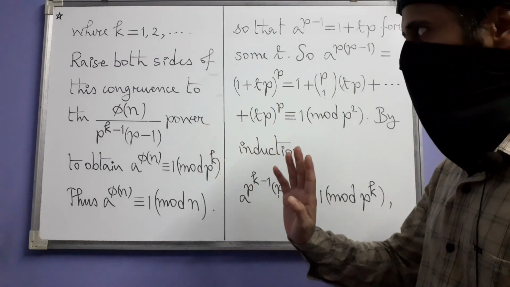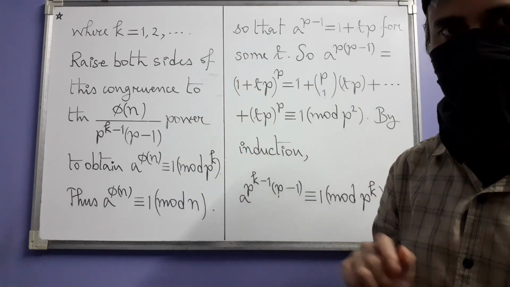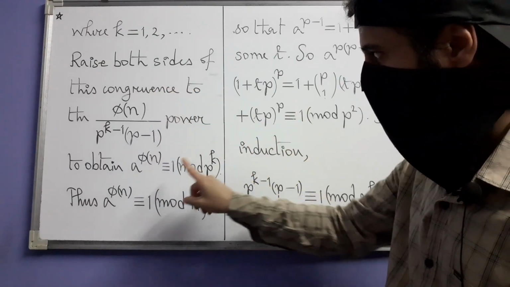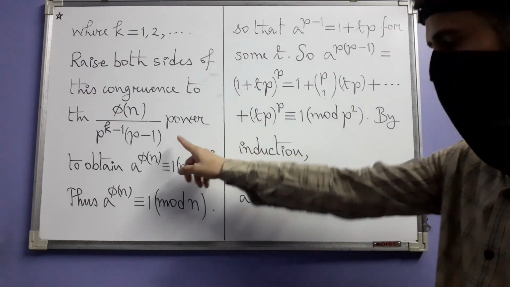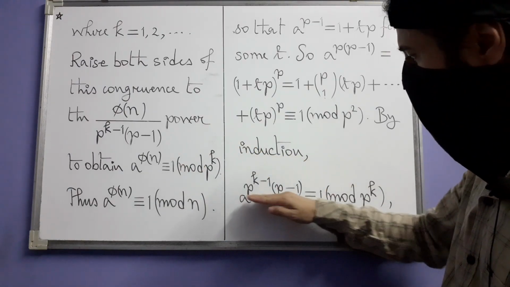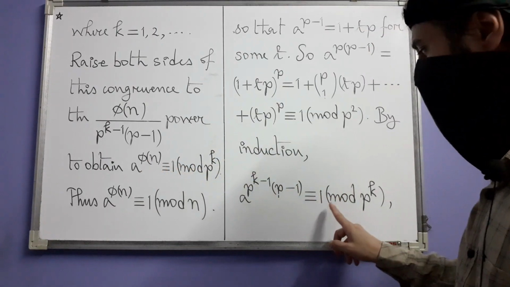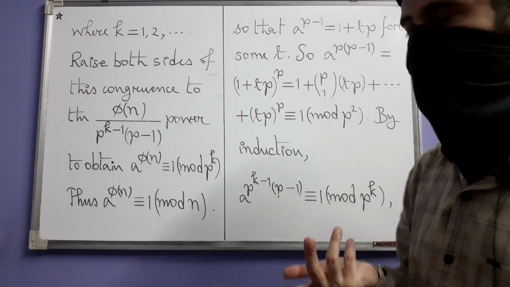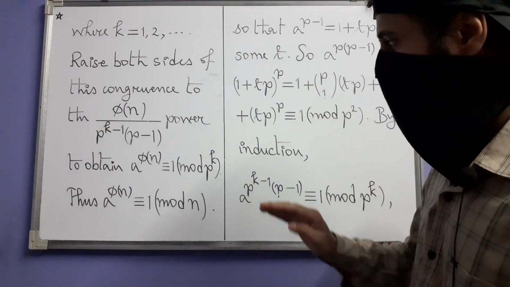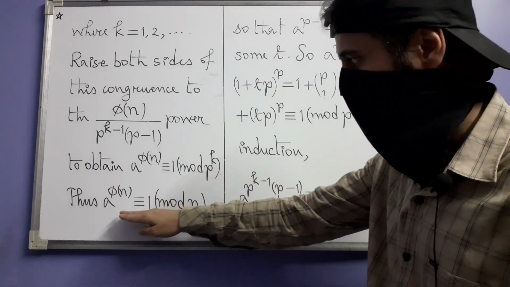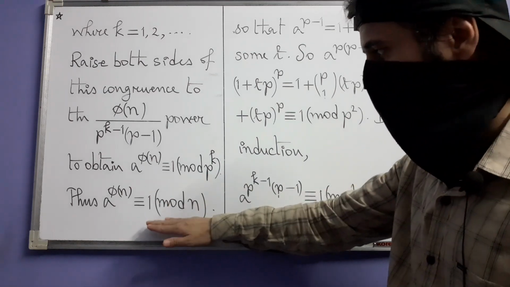Next we have this. We have to raise both sides of this congruence to this power where the exponent is this integer. To obtain this, of course, if you take this power on both sides, phi of n divided by this, then the left hand side will turn into this a to the power phi of n and the right hand side will remain 1 because it's just 1. But note that the modulus is p to the power k. But then from there somehow it follows that you can also write the modulus n. How? That you have to make clear.